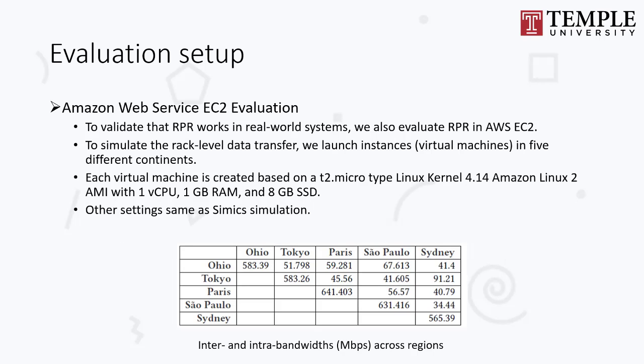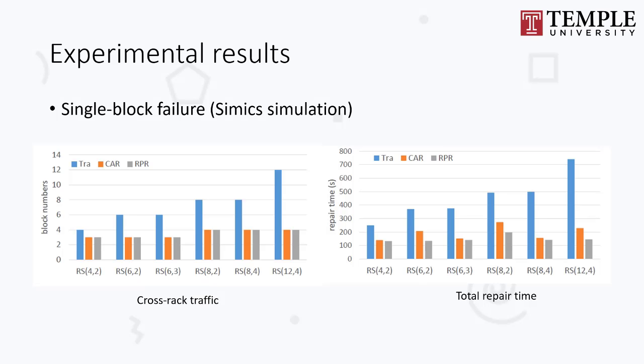For Amazon Web Services EC2 evaluation, most settings are the same as the CMIX simulation. One thing to note here is that to simulate the rack-level data transfer, we launch instances in 5 different continents as shown in the table below. Next, let's look at the experimental results.